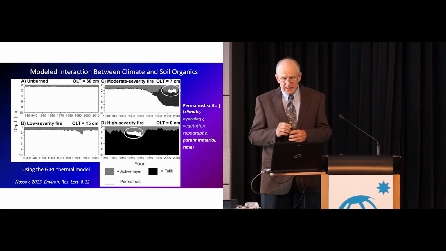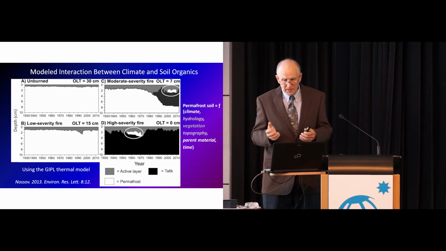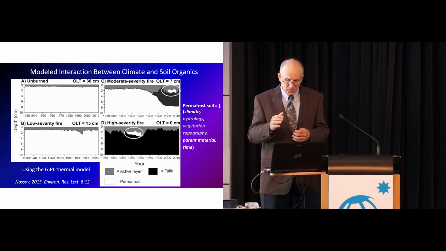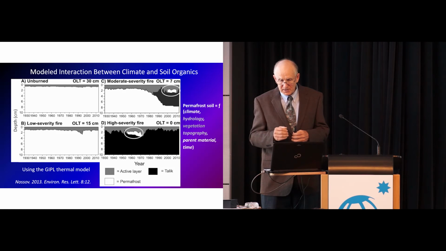So lastly, Dana Nossoff used the GIPL model with the help of Vlad to try to partition the variables of climate and parent material, the silt and soil coverage, and look at these interactions of materials and time. And in this case, we varied the organic layer thickness for 4 conditions and ran the model incorporating the time variability from 1930 to 2010.